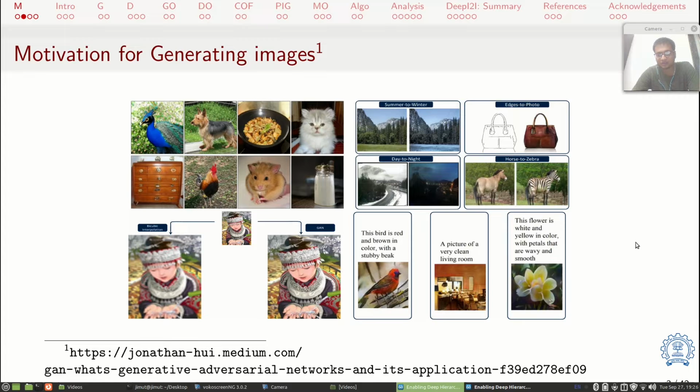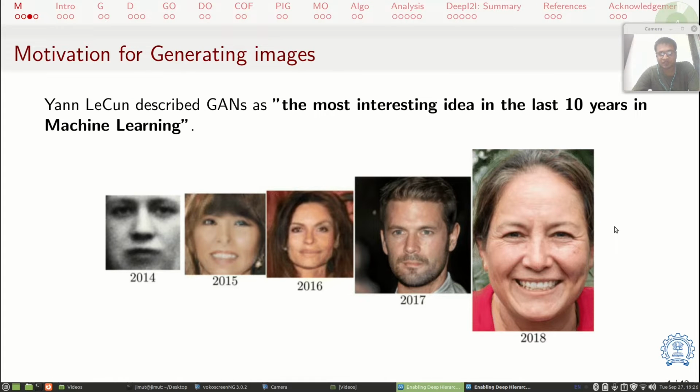GANs can be used for computer graphics where automation is necessary. Yann LeCun described GANs as the most interesting idea in the last 10 years of machine learning. This is how GANs used to create pictures in 2014, and it has come a long way. It is now generating realistic images of human faces.